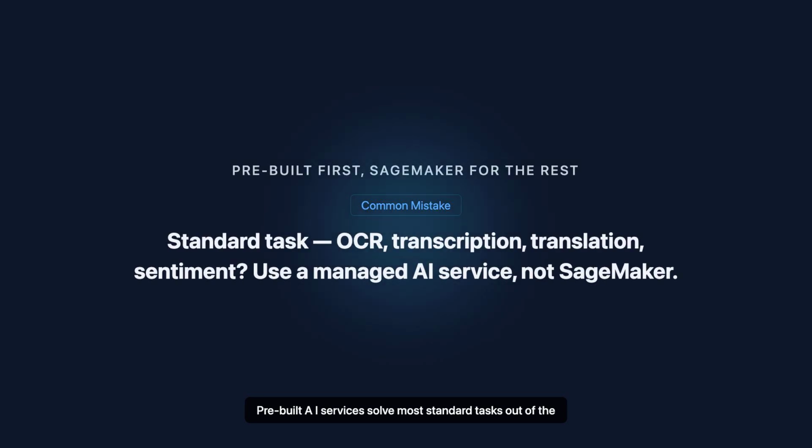Pre-built AI services solve most standard tasks out of the box: optical character recognition, transcription, translation, and sentiment analysis. You call an API and you're done. SageMaker is for the remaining slice of cases where nothing pre-built fits, and you genuinely need to train a custom model. So when a scenario describes one of those common tasks, the intended answer is the managed AI service. Engineers often reach for SageMaker first out of habit, but the task being common is exactly the signal that something already solves it.